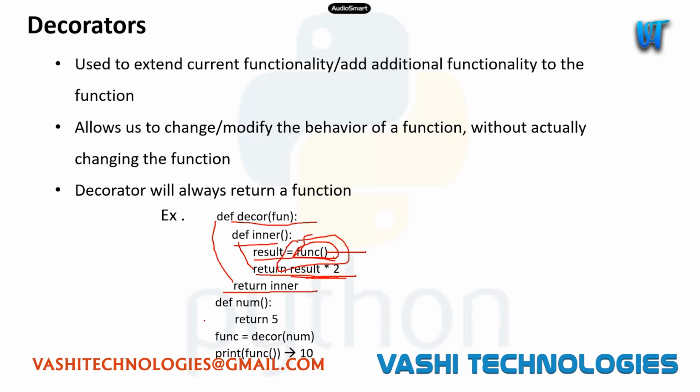And if you see here, this is my actual function, which is num. And what is num doing? It is just returning me 5. It's doing nothing else.